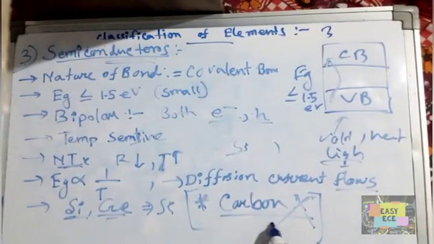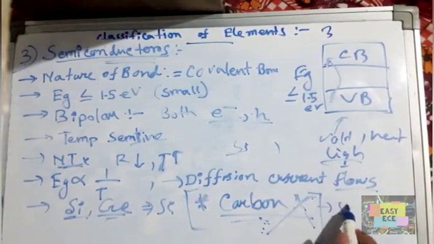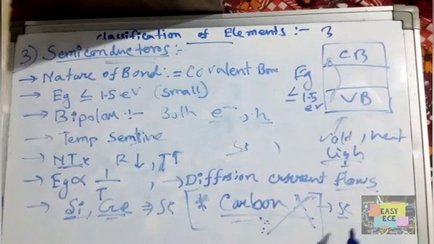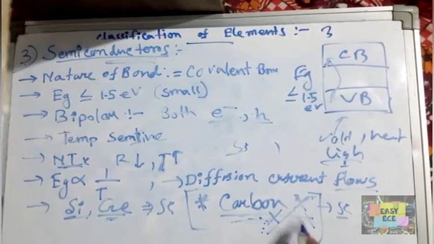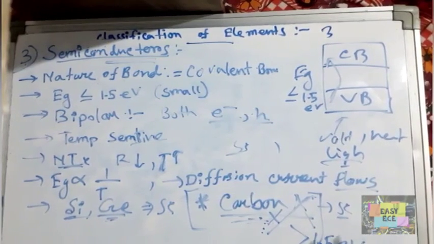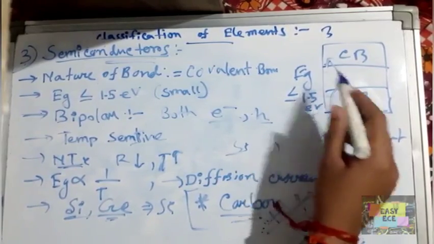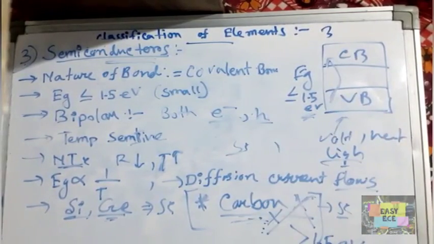Here is an important concept: why is carbon not considered a semiconductor, even though carbon is in the fourth group of the periodic table, like silicon and germanium? The main reason is that its energy gap is higher than 1.5 electron volt. The energy gap is less than 1.5 electron volt for semiconductors, but for carbon it is greater than 1.5 electron volt.